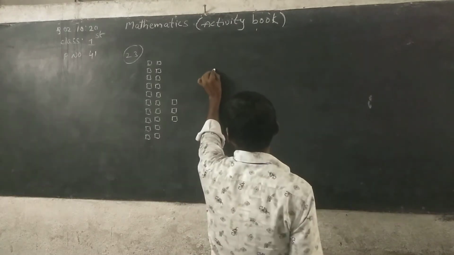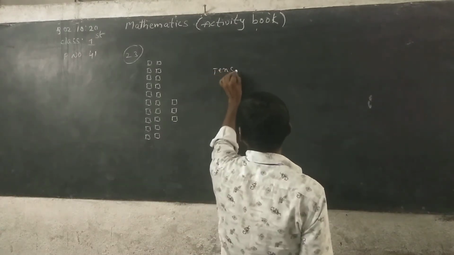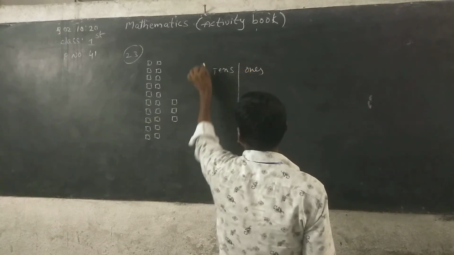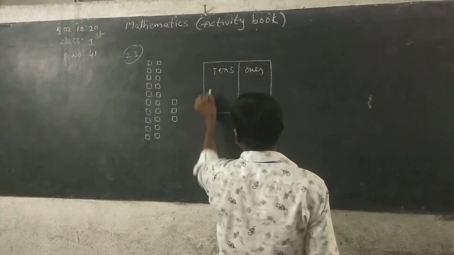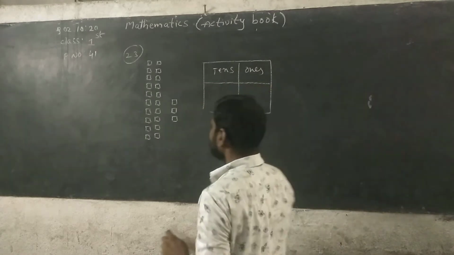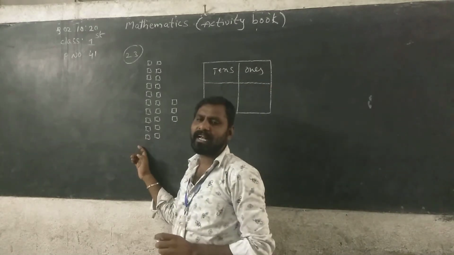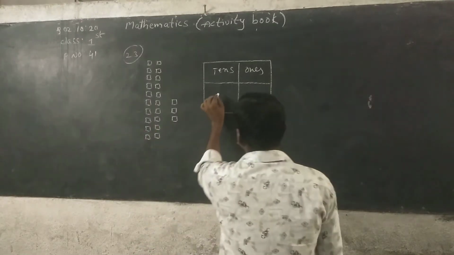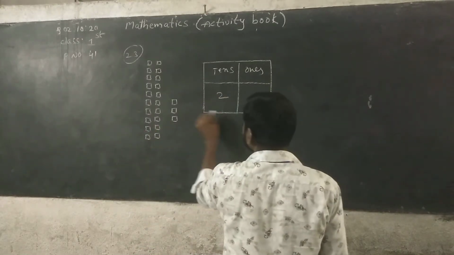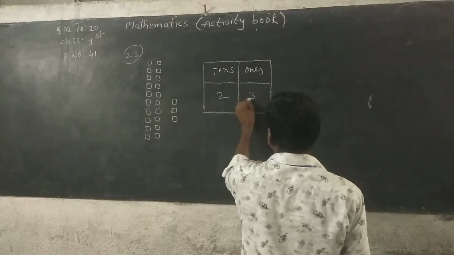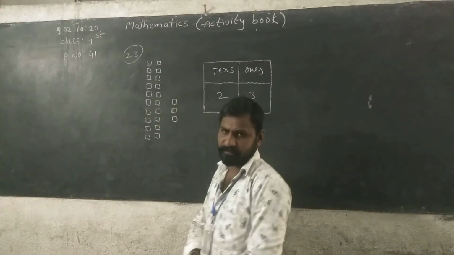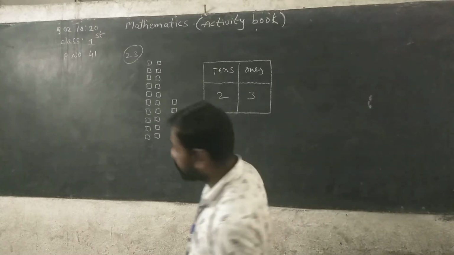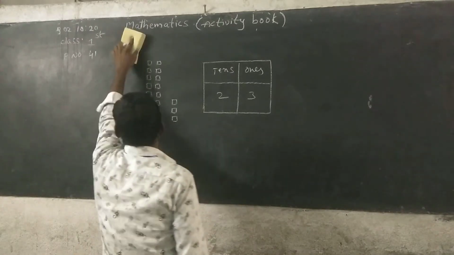Then you can write here tens, ones. See, look at the blackboard, everybody. In the tens place, 2 piles. Each pile contains 10 boxes. Means here, in the tens place you write 2, and in the ones place, 1, 2, 3 boxes. So the answer is 23. 2 is in the tens place and 3 is in the ones place. Next, 42.